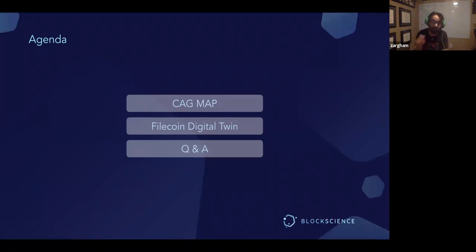CAG Map is computer-aided governance map. And this is a summary of the more social science research part, where we'll look at the life cycle of decision-making processes. This isn't specifically about governing Filecoin. It's about governing collective infrastructures, a broader class, and the research has been informed by our experiences in the Filecoin ecosystem, but also in many others, some Web3 and some not.